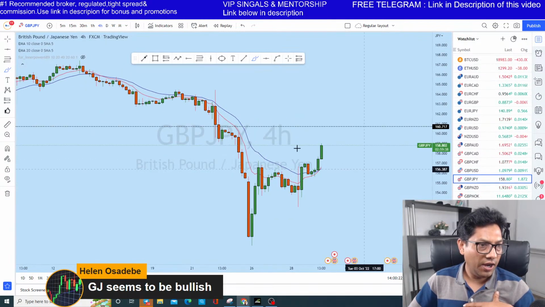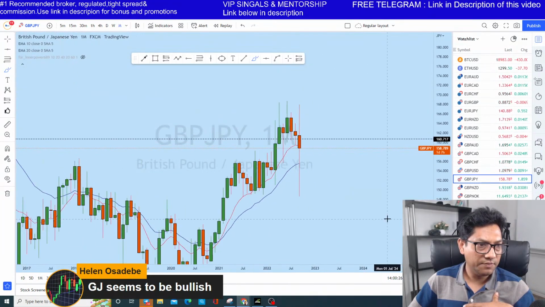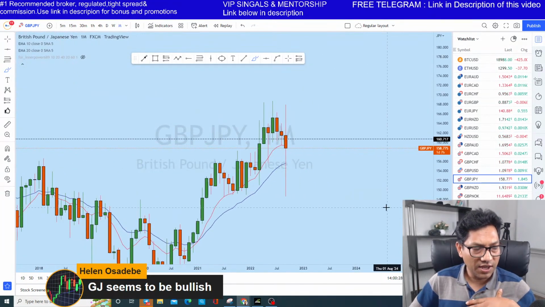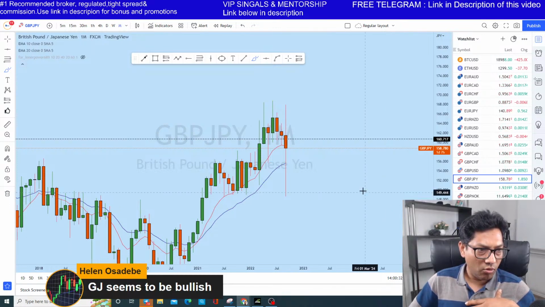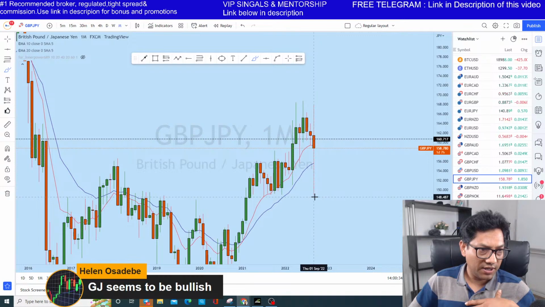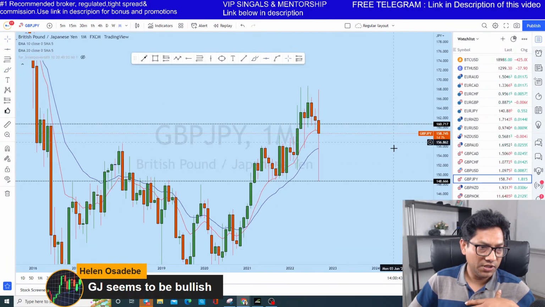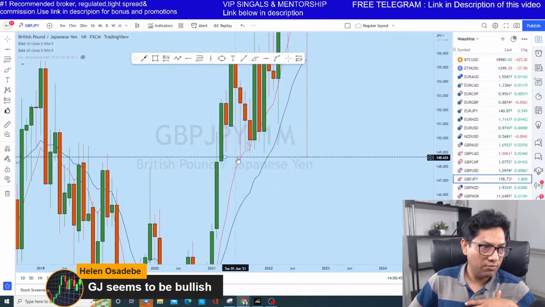If we look at the bigger picture on the monthly, this is the monthly candle, and what you see is that GJ came to an absolutely big liquidity gap. This is the support. You can see GJ came to this.